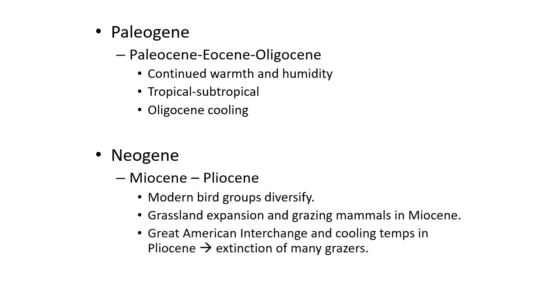And then we also have what's called the Great American Interchange, which is as cooling temperatures are going on in the Pliocene and the land bridge has opened up between North and South America, some of their mammals move north and some of our mammals move south. For example, in North America we have fossil sloths that are really large, and some of them migrated south. We also have armadillos here, and some of those went south. So we see this exchange of animals from north to south across the Isthmus of Panama.